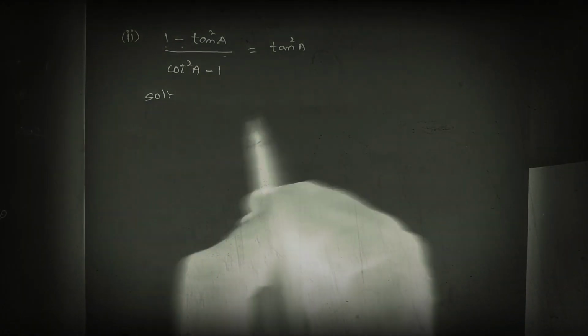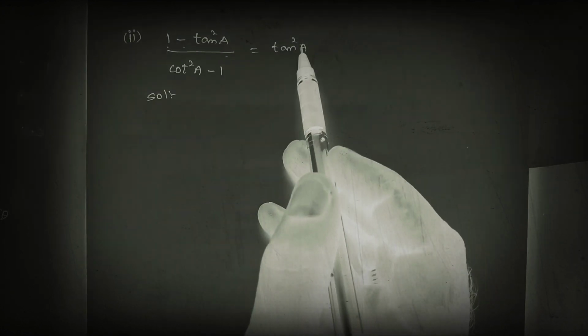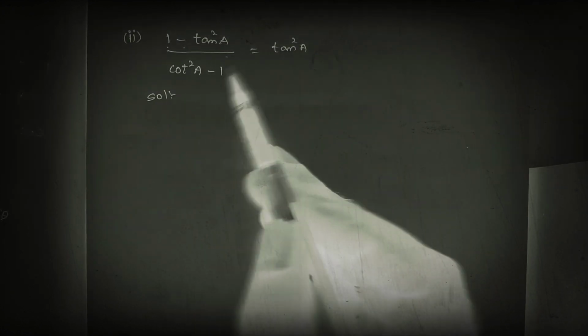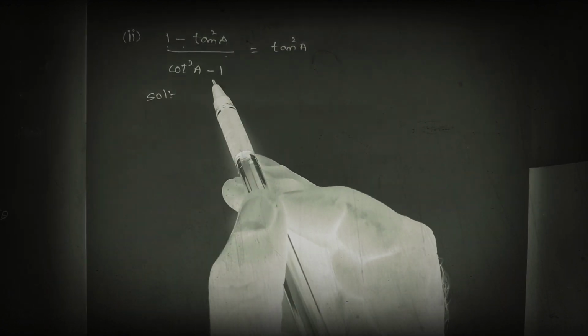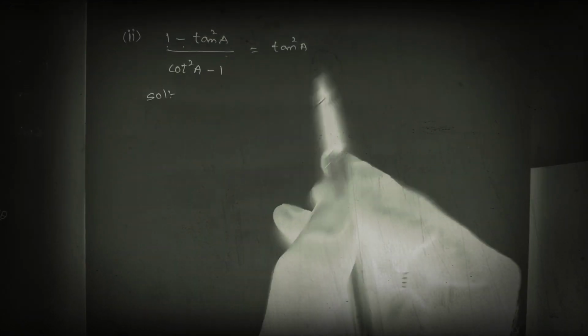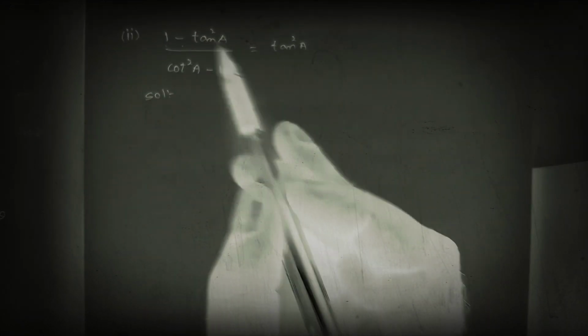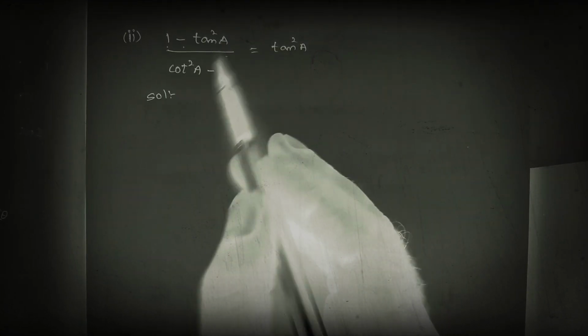Now we have two methods. I am just going to take the LHS and bring the RHS. LHS is nothing but 1 minus tan square A divided by cot square A minus 1. I am taking the LHS and going to bring the RHS, because the RHS is only one term, tan square A alone. The LHS is also one term, but in the form of a fraction. So we can go with that. We have plenty of ways.